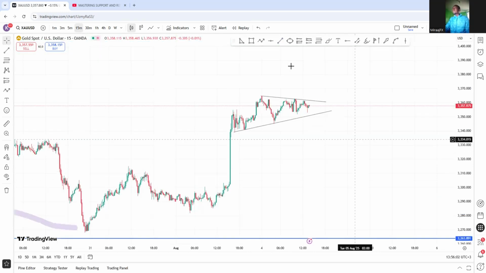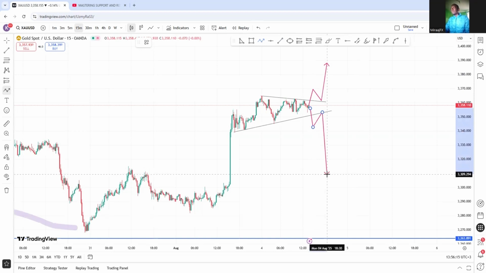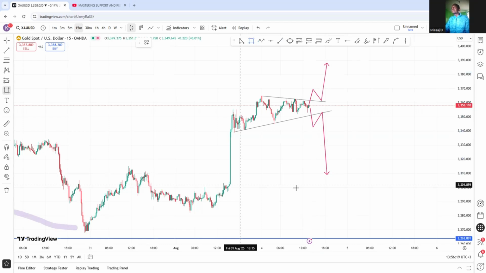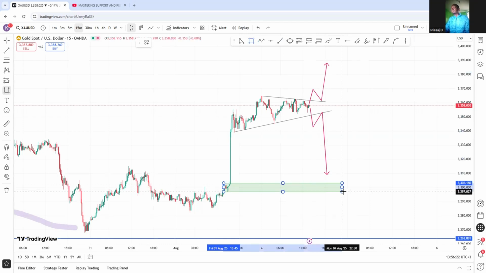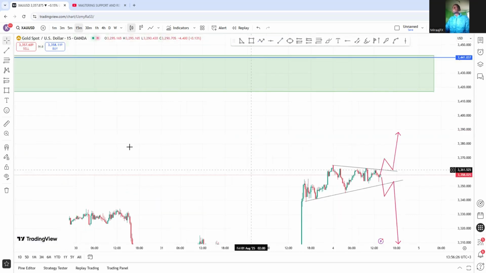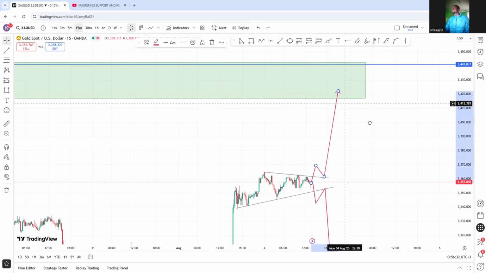So we're looking to see a break, either above or below. Either way, it's still okay. Whether it breaks below or it breaks above, it is still okay. If it breaks below, we're going to be looking to target this area here. If it breaks above, we're going to be looking to target this area here. That's going to be now our supply zone.